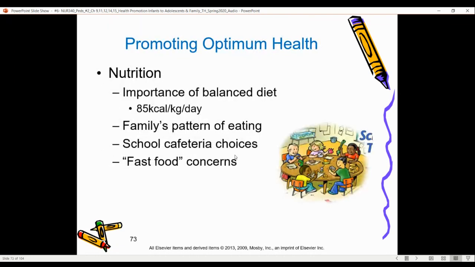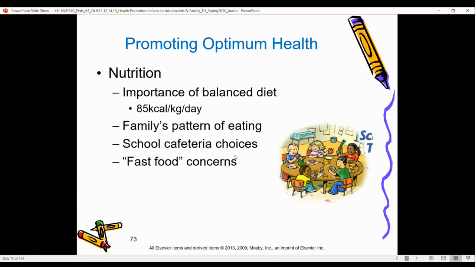Nutrition at this age, 85 kilocalories per kilogram per day, so it's decreased from that prior stage because they're not growing as much. Until they hit puberty, they don't need to grow and eat as much. Still family patterns of eating. We see more fast food concerns at this age because kids are involved in more sports and after school activities, so it's more common for parents to not have time to make healthy meals at home. Reinforcing positive behaviors, fast food's okay every now and then to help support that.